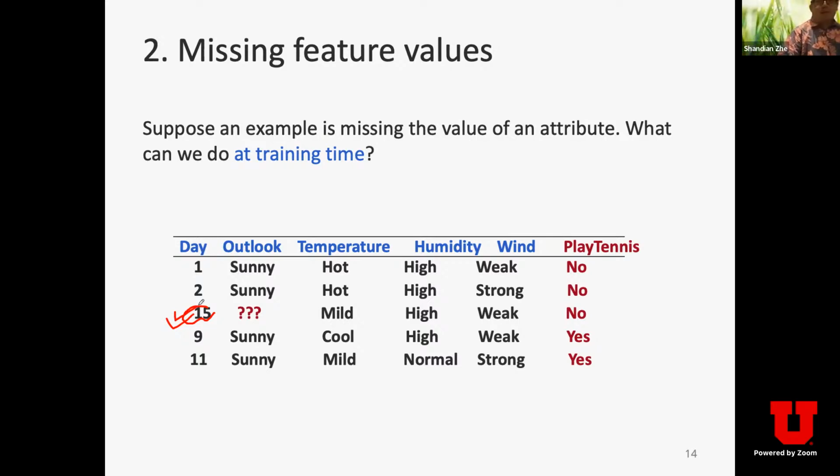Yeah, that's an excellent idea. So we can try to complete this example. Say we know outlook is missing, so we're just going to complete it with the most common outlook value appearing in our data set. Any other thought? Are there other approaches?